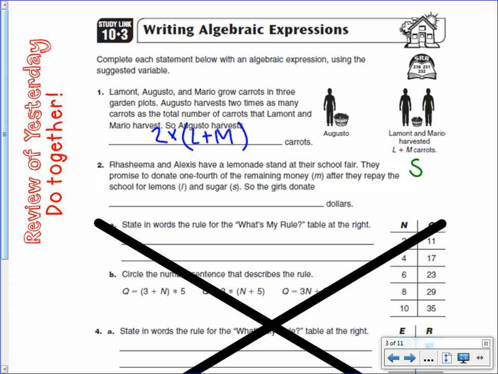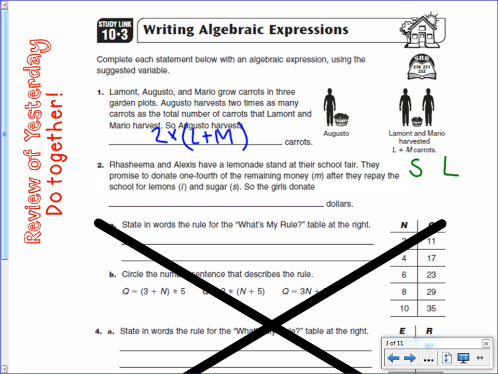What else do they need to repay the school for from their lemonade stand? Lemons. So if you wanted to know how much you had to repay the school for the sugar and the lemons together, how could you figure out what operation that would be?